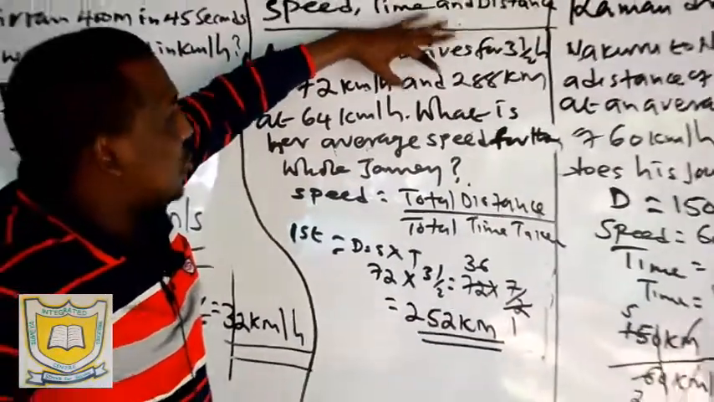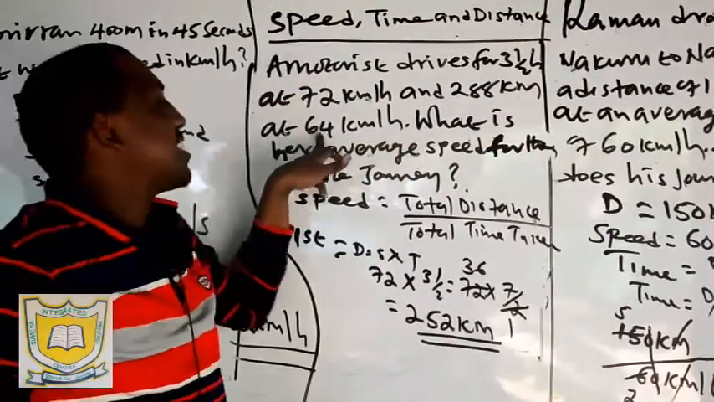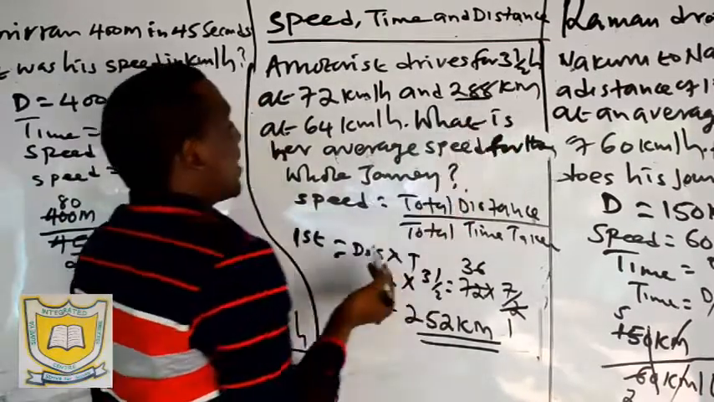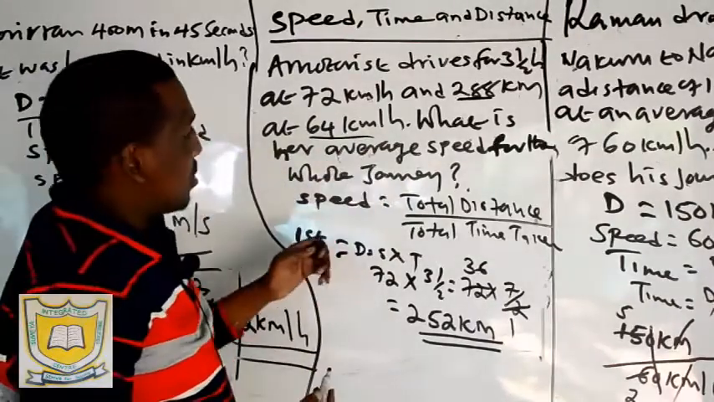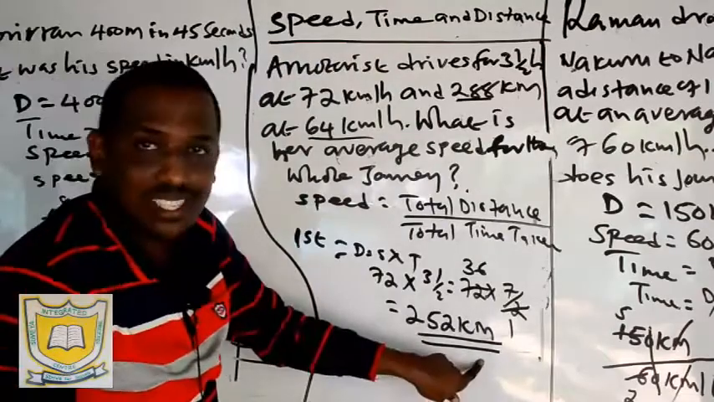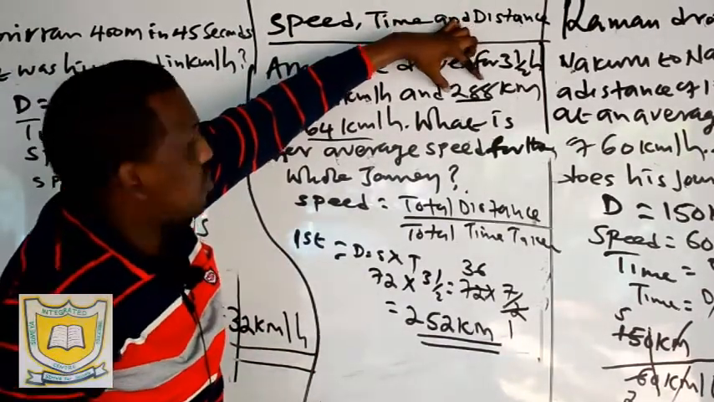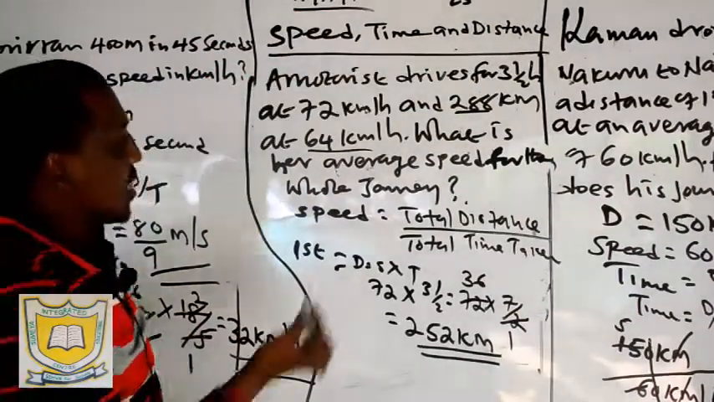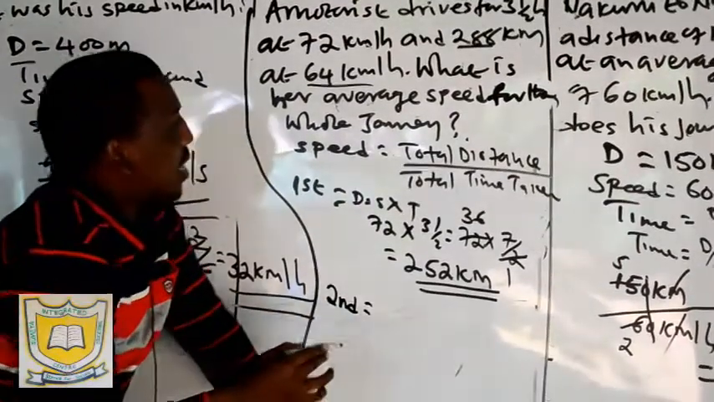And it's a conjunction. And 288 kilometer at 64 kilometer per hour. For this other part, we have the distance and we have the speed. What we are lacking is the time now. The first one, we were given time and speed; we were lacking distance. The distance is 252. The other one, he covered 288 kilometer at a speed of 64 kilometer per hour, but we don't know the time he took. Let us get the time for the second part.